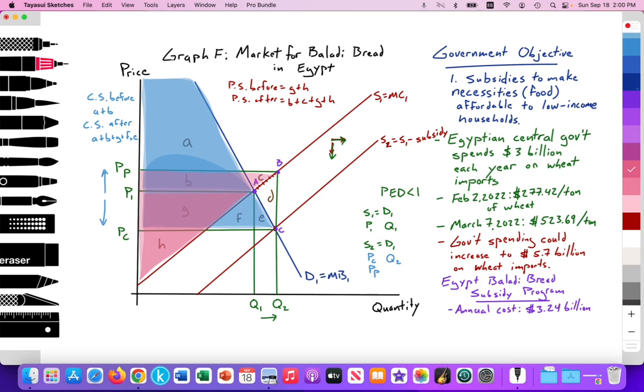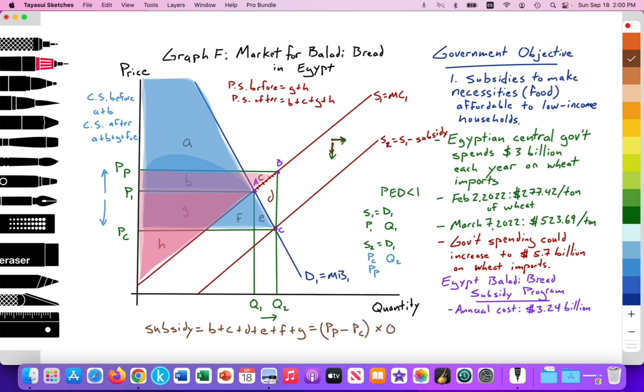What about the subsidy? What's the value of the subsidy? The per unit subsidy is equal to areas B plus C plus D plus E plus F plus G, which is also equal to the price received by the producer minus the price paid by the consumer, multiplied by Q2, or I can label that also Q sub if I wanted to. What does that area look like? Let's go ahead and illustrate that.